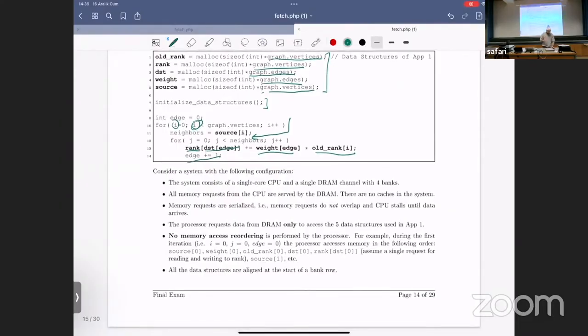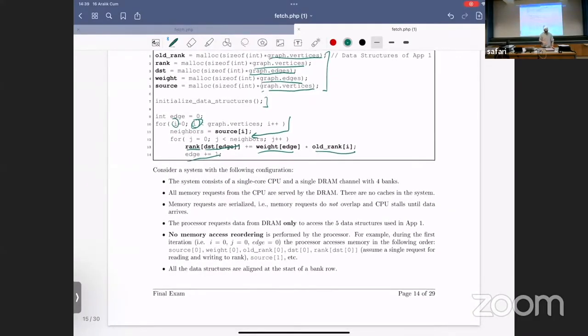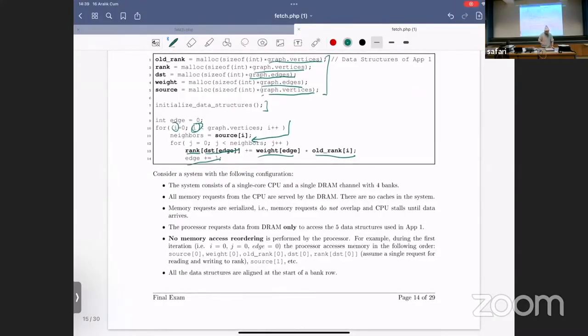Memory requests are serialized. What does that mean? The memory requests do not overlap, and the CPU stalls until data arrives. So everything depends on memory. The processor requests data from DRAM only to access these 5 data structures used in application 1. There is no memory access reordering.